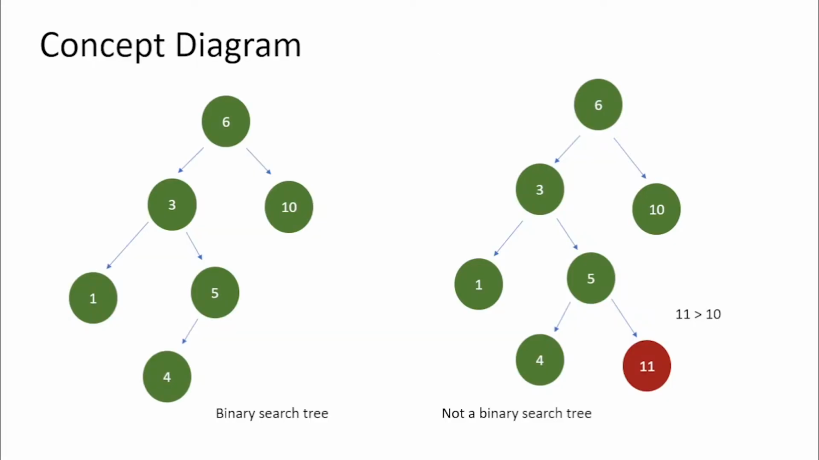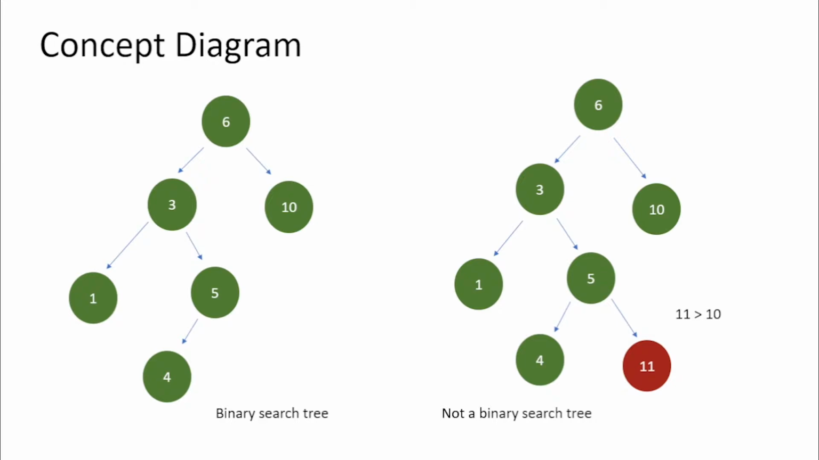So let us now try and understand the concept diagram. There are two trees in this slide, and the tree on the left hand side is the binary search tree, whereas the tree on the right hand side does not qualify as a binary search tree. We'll look into how to classify that. According to our structuring rules, we are considering the left tree first.